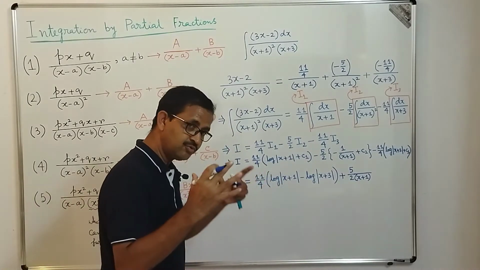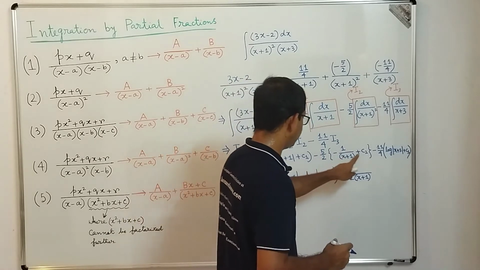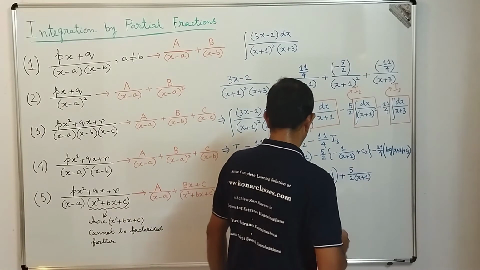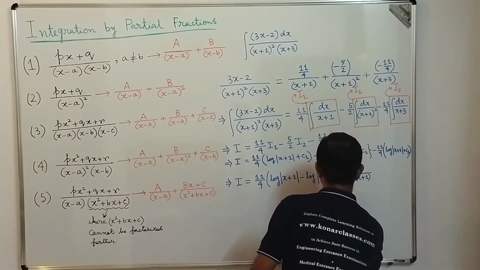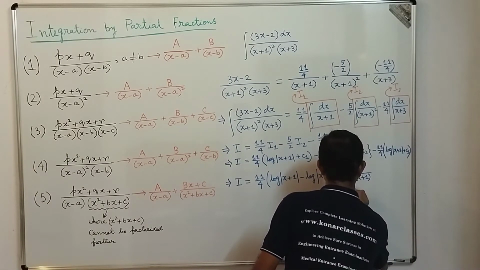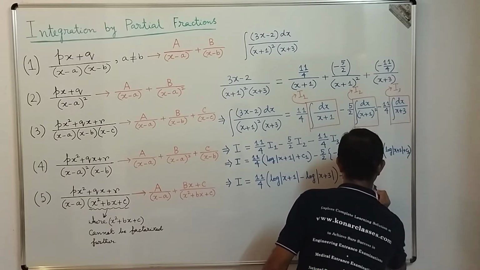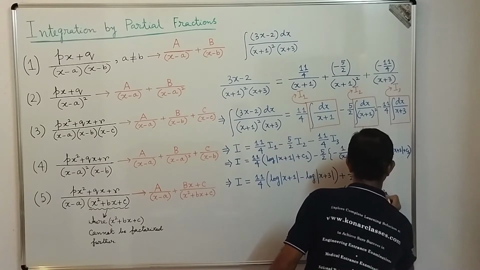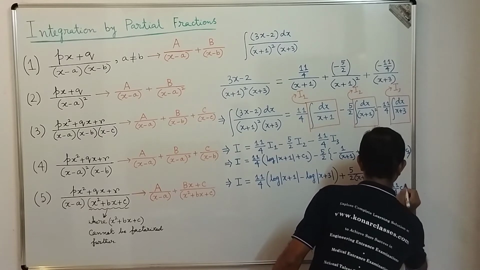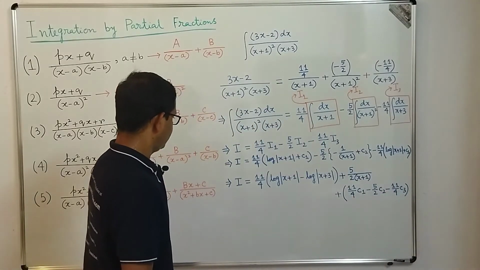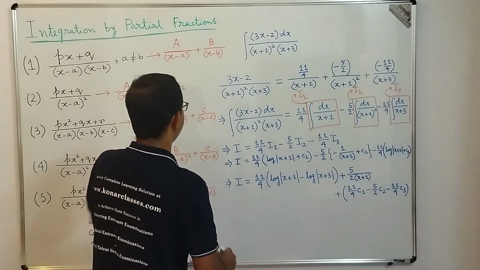Now let us club together all these constants, that is 11 by 4 c1 minus 5 by 2 c2 minus 11 by 4 c3. So we can write plus 11 by 4 c1 minus 5 by 2 into c2 minus 11 by 4 c3, correct? So the given integration I is what?